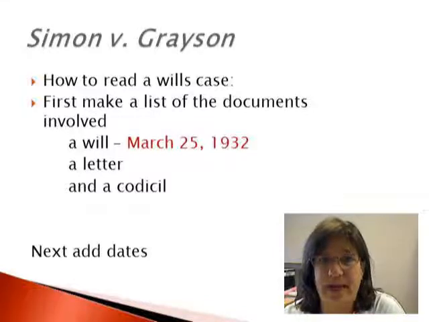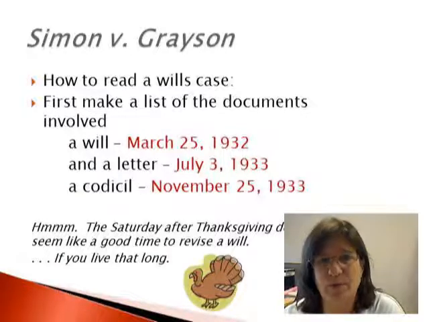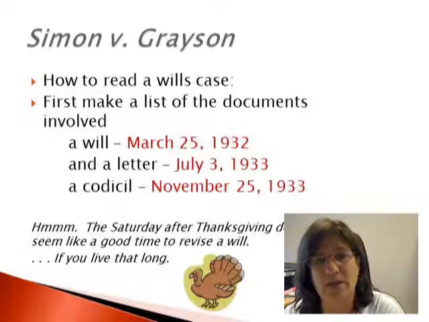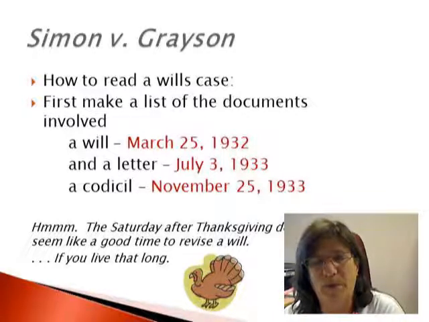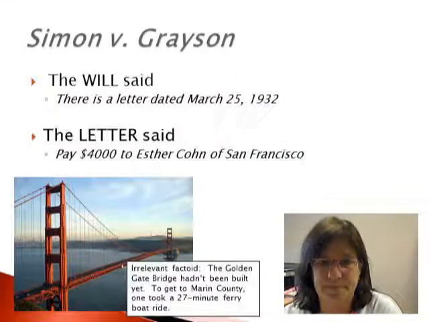Then start adding on the dates to these things so you can kind of see how they stack up in time. So here the will was dated March 25th, 1932. There was a letter July 3rd, 1933. And then the codicil was November 25th, 1933. I looked it up. It was a Saturday. So you sort of wonder about what went on during that Thanksgiving for S.M. Seligson. And I'm not sure if this was Solomon Seligson or the younger brother Selig Seligson.